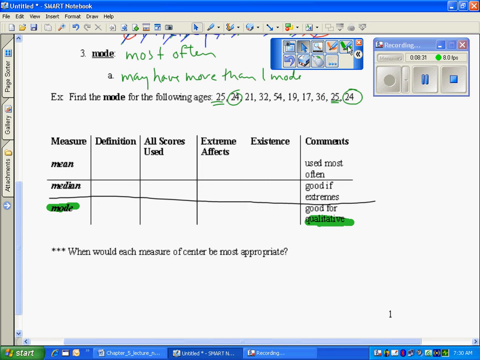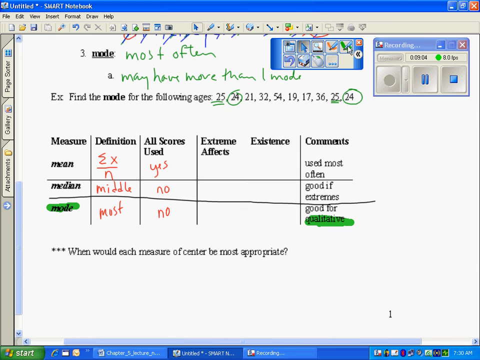So let's kind of just summarize these three measures. The mean is used the most often. It's totaling all my observations and dividing by the number in my set, how many I had in my sample. The median is just that middle number, so it really takes nothing but sorting the data to find it. And the mode is the value that occurs the most often. In the mean, all the scores are used. In the median, not all the scores are used. And in the mode, not all the scores are used.